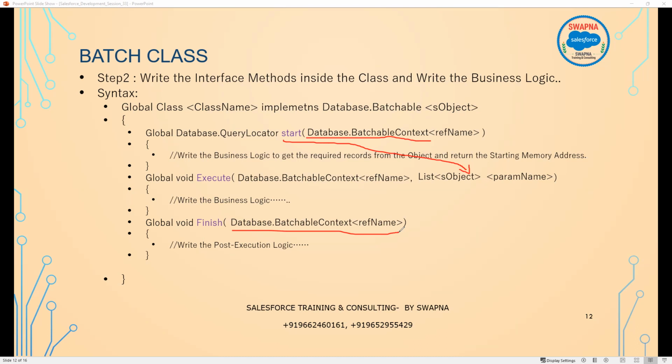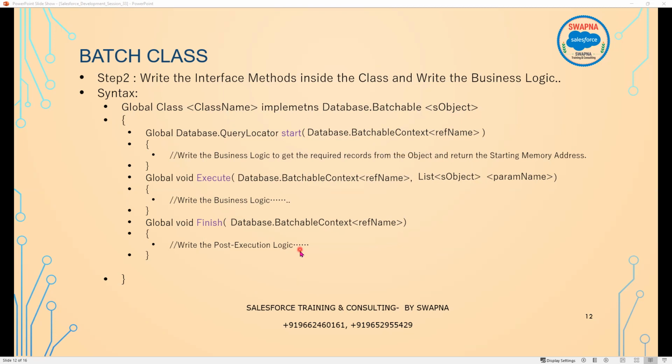So these are the main methods in the batch class. Whenever we are implementing the batch class, it has to start with global, the interface is Database.Batchable<sObject>, and it should have the start, execute, and finish methods. In the start method, we have a Database.BatchableContext reference name. In the execute method, we have a Database.BatchableContext reference name, comma, list of sObject. For the finish, it's just one parameter, which is a Database.BatchableContext reference name. Now this is step 2.